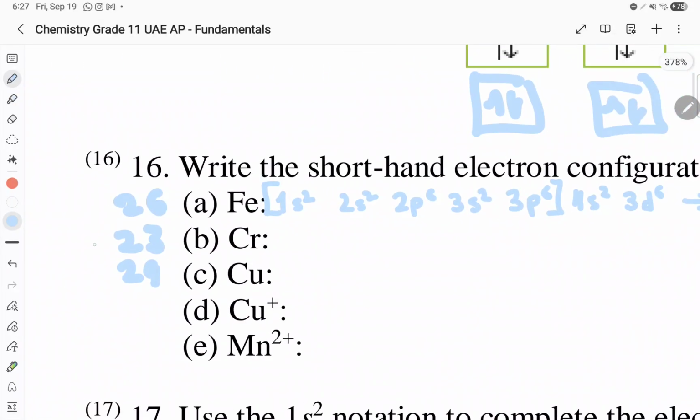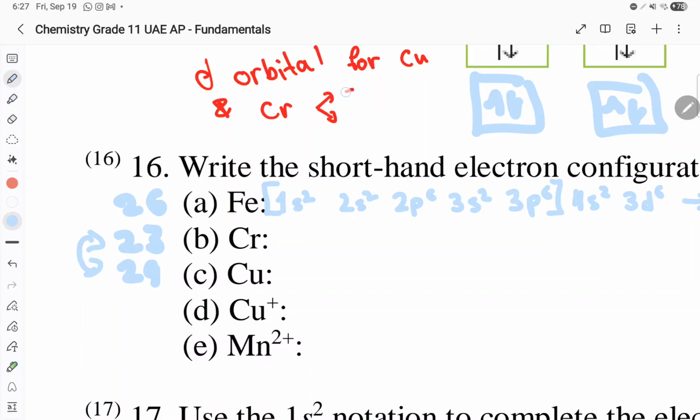Now for chromium and copper, there is an exception. Their d orbital, I'm going to write it here in red, the d orbital for Cu and Cr can either have 5 or 10. It's picky. It doesn't like having anything other than 5 or 10. So I'm going to show you what to do if you have more than 5 or 10. So let's start writing the configurations now.